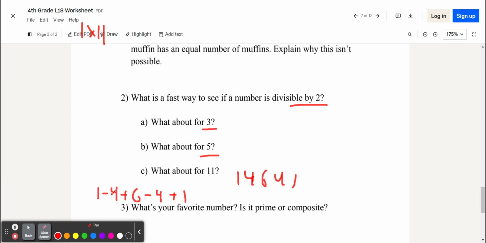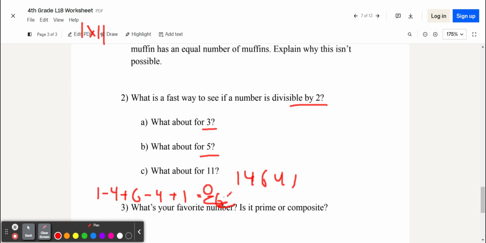And then if you do that, you'll get 1 minus 4 is negative 3, plus 6 is 3, minus 4 is negative 7, plus 1 is negative 6. So this equals negative 6. Wait, did I do that right? Sorry, my bad. 1 minus 4 is negative 3, plus 6 is 3, minus 4 is negative 1, plus 1 is 0.